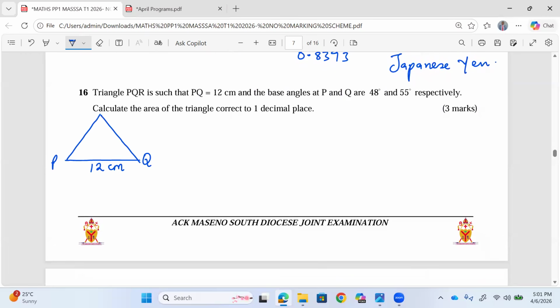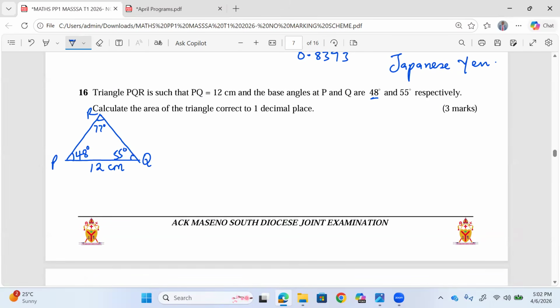What else do we have? The base angles at P and Q are 48 and 55 degrees. So the angle at R can also be found. We take 180 and subtract the other two, 48 and 55. We get exactly 77 degrees. Up there is point R.